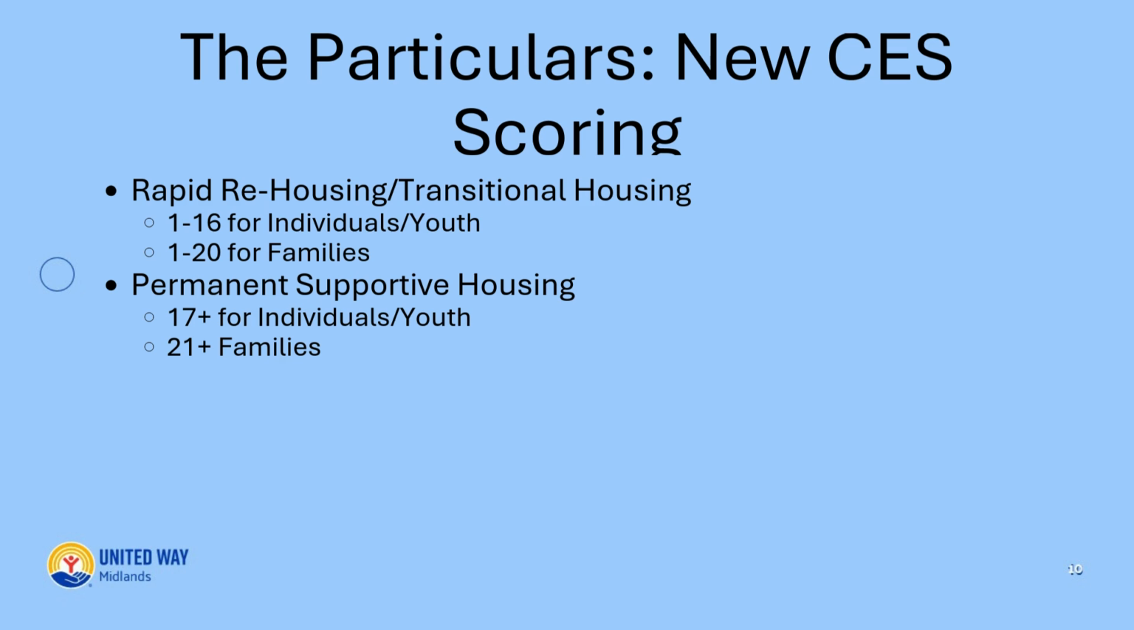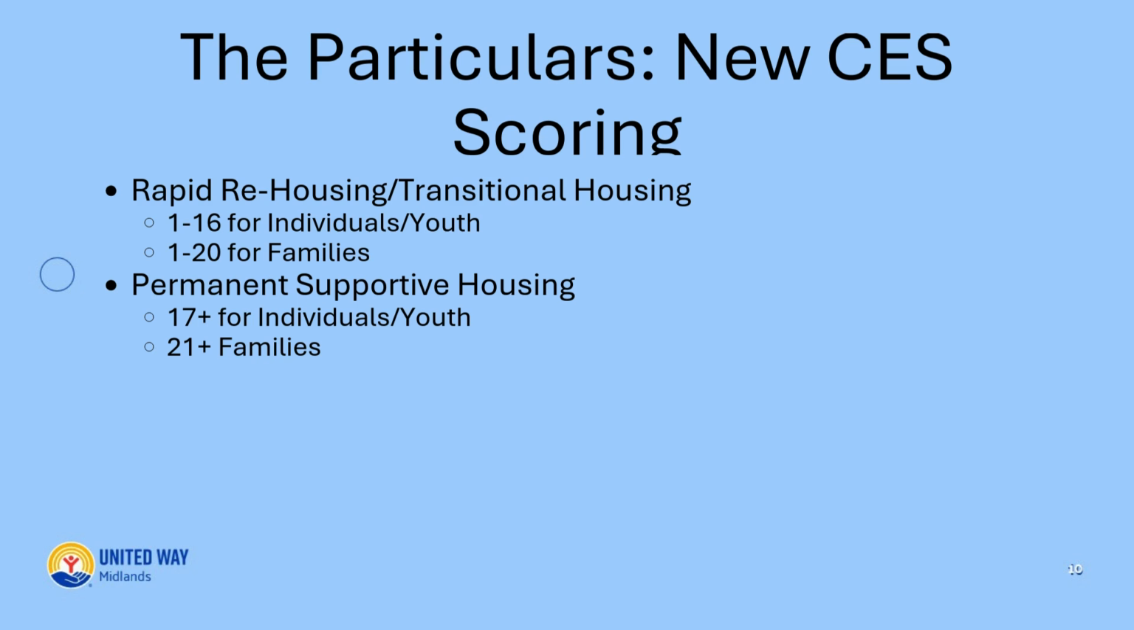So another thing that's going to change, obviously, is the scoring for the new MVA compared to the VI-SPDAT. There are more questions, they're asking different things, so the score is going to be very different. As you know now, the VI range is 4 to 7 for rapid rehousing, 8 and above for permanent supportive housing. As you'll see here, the rapid rehousing band has been broadened by a large amount.